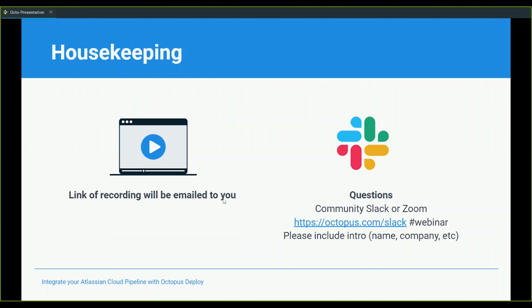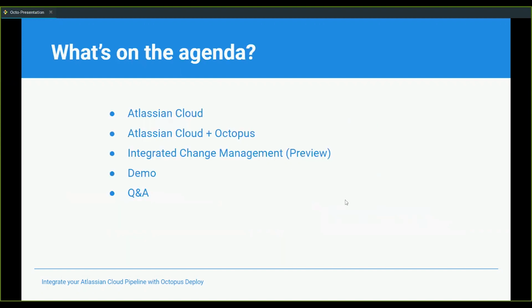Thanks for that introduction, Shawn. And thank you to everyone for joining today's webinar on integrating Atlassian Cloud with Octopus Deploy. So first off, let's take a look at our agenda. I'm going to start off today talking a little bit about what products I mean when we say Atlassian Cloud. Next, I'll look at some of the ways you can integrate your Atlassian Cloud Pipeline with Octopus Deploy. I'll also be taking you through a new feature we've got coming soon. It's our integrated change management feature with JIRA Service Desk.